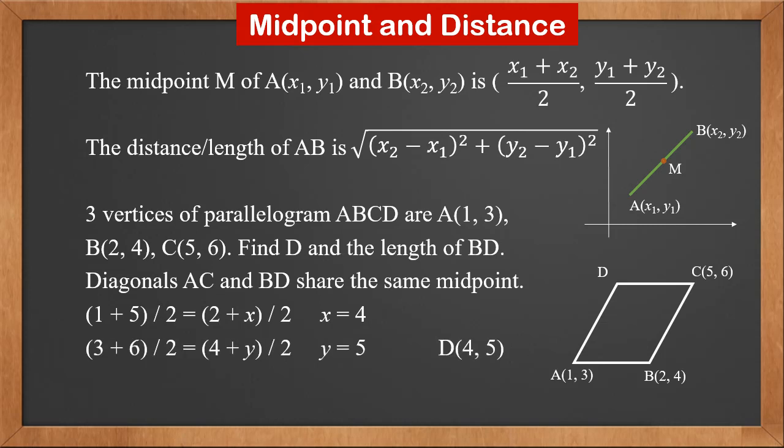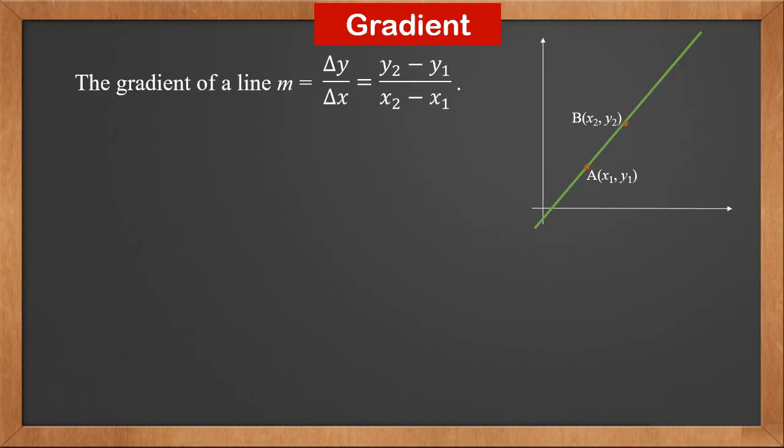Similarly, the y-coordinate of the midpoint of AC is (3 plus 6) over 2. The y-coordinate of the midpoint of BD is (4 plus y) over 2. They are also equal. So y is 5. Therefore, D's coordinates are (4, 5). The length of BD is the root of (4 minus 2) squared plus (5 minus 4) squared. It is root 5.